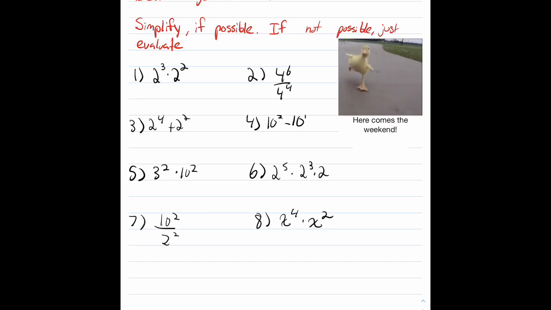Alright, so go ahead, pause the video, give those a try. You're going to simplify, remember the product and quotient rule from yesterday, and if not possible, just evaluate.